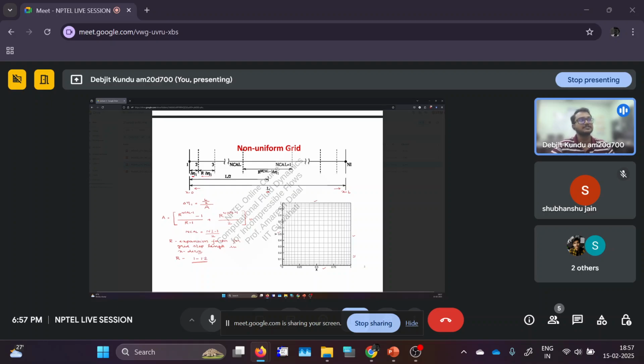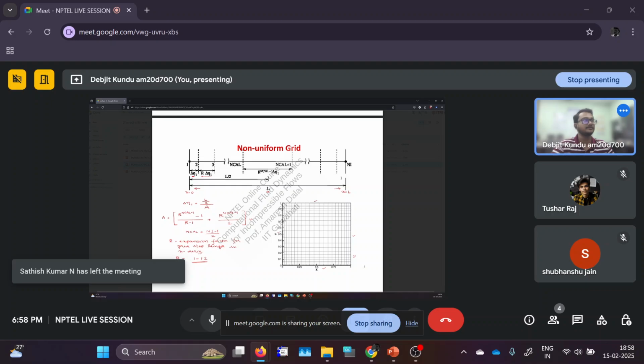So the change factor is r. So delta eta 1, then the next spacing would be r into delta eta 1, and so on. We want these spacings to expand up until L by 2, that is the center of the domain, and then after L by 2, we want it to contract back again. And n_cal is equal to (ni minus 1) by 2.